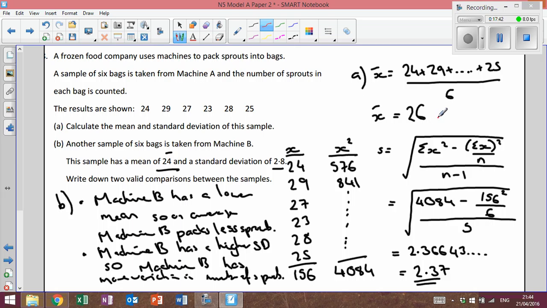Okay, so marking, 1 mark for the mean, lovely. 1 mark for both of those being correct. 1 mark for a correct substitution, and 1 mark for a correct standard deviation. In part B, 1 mark for a correct statement, including the reason or the explanation behind it, and a second mark for that one there.